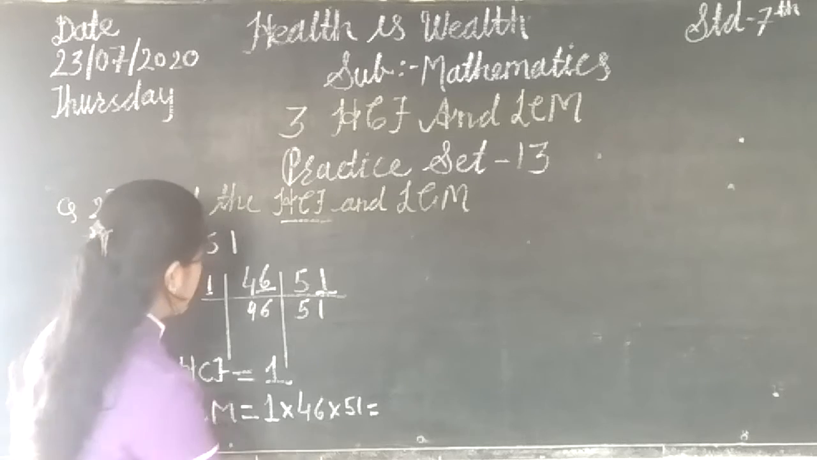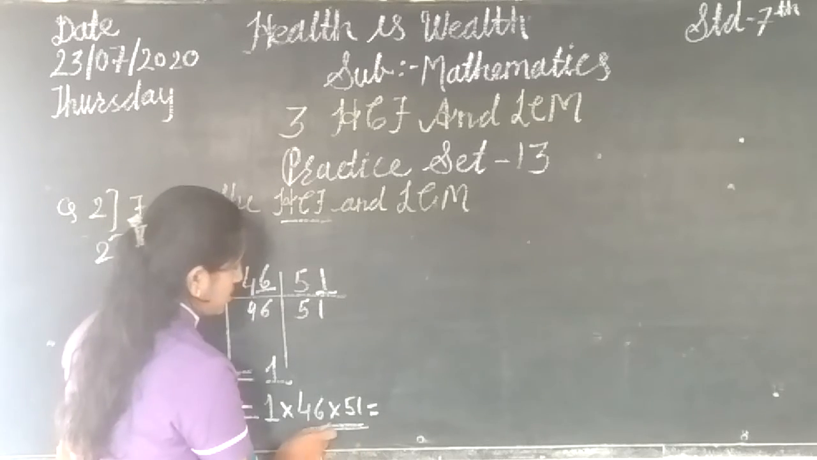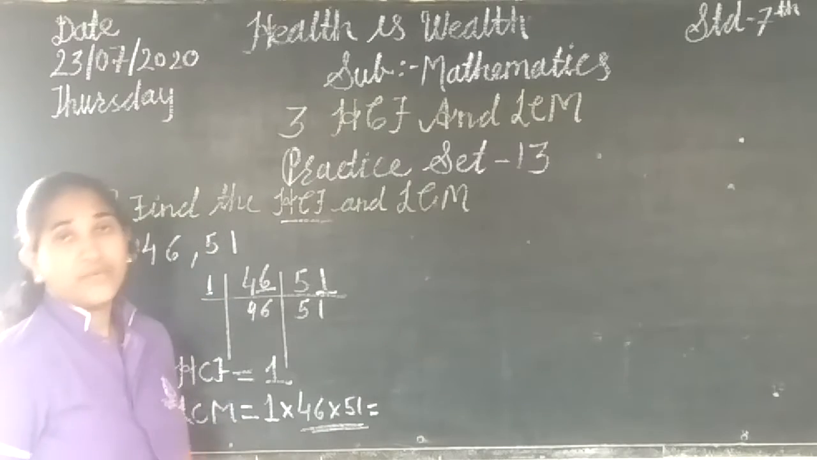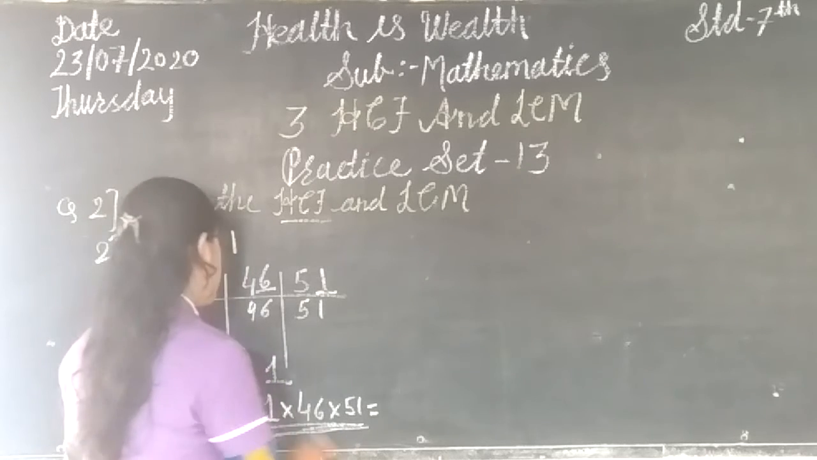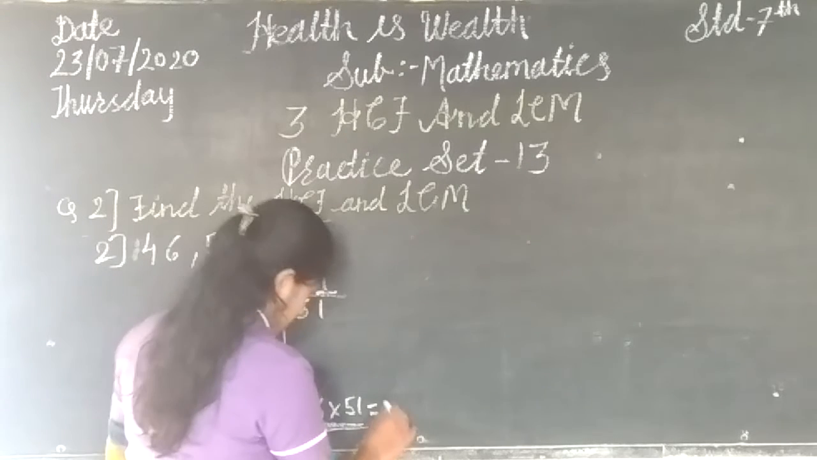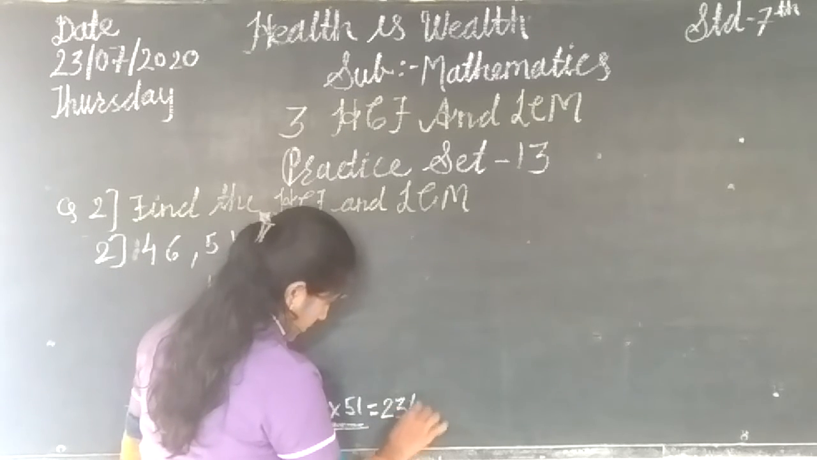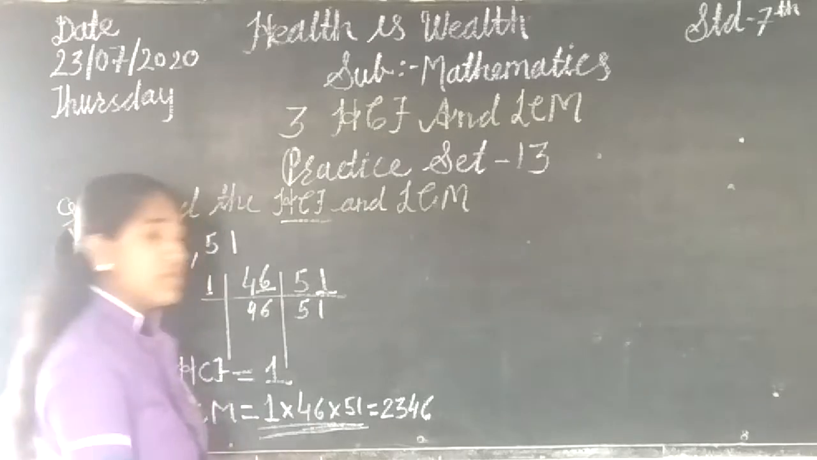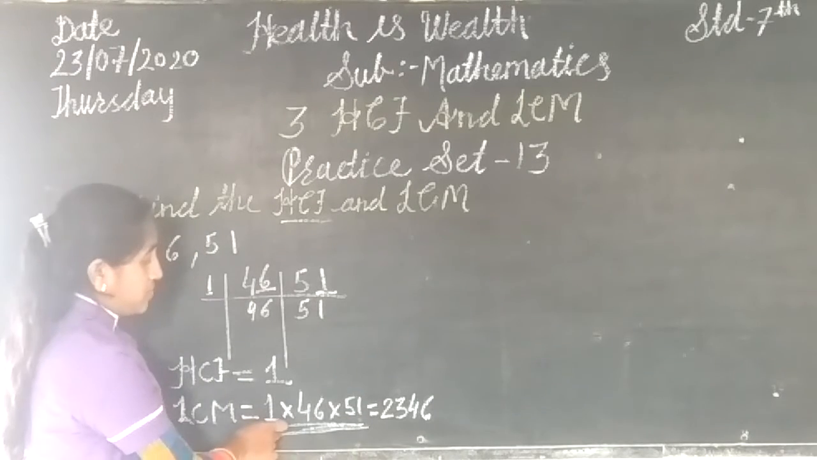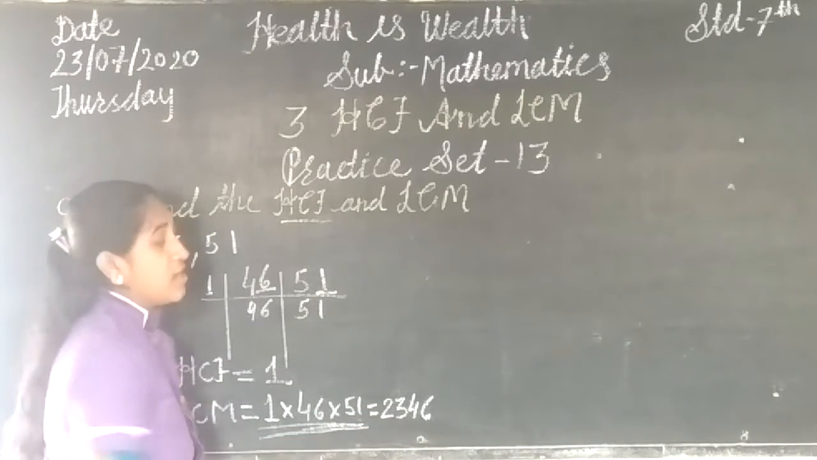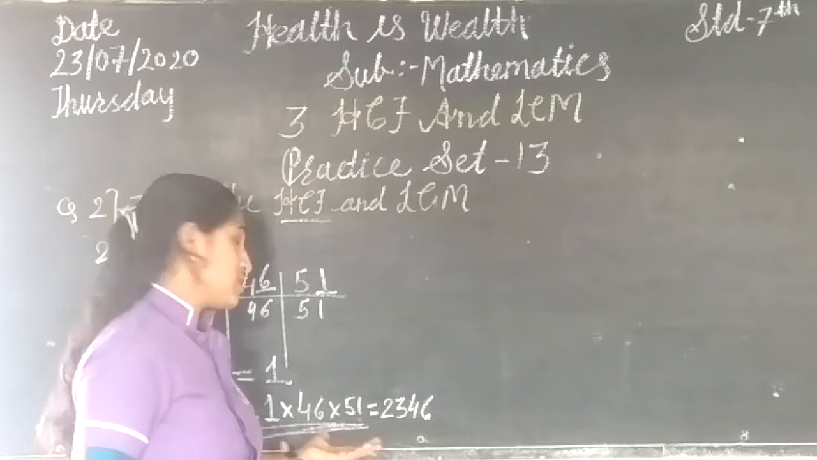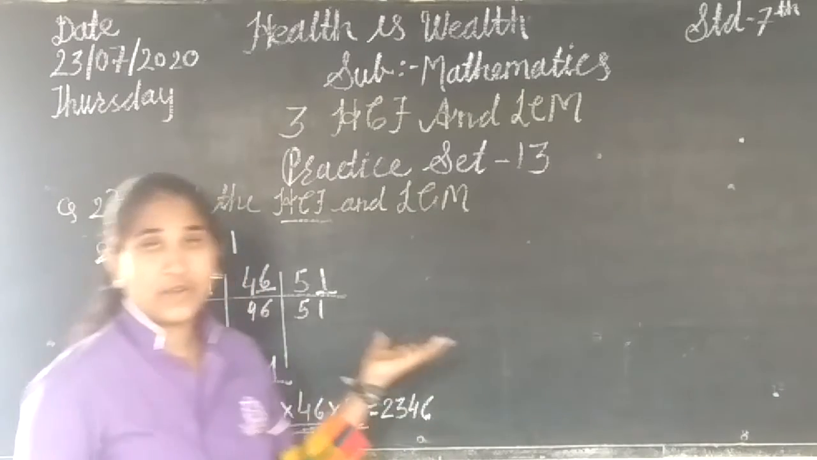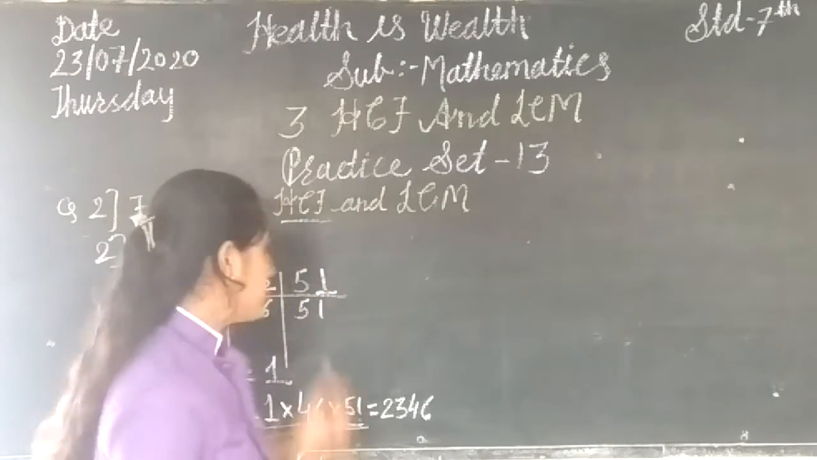51. Okay, we have to do this multiplication of this number. When you do the multiplication of this number, what answer do we get? 2346. See, when we do the multiplication of this number, you get this answer. And now I think you can easily do the multiplication of this number. All of you know how we have to multiply, right?